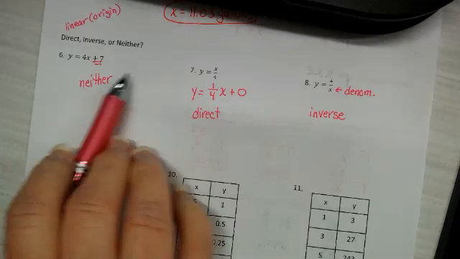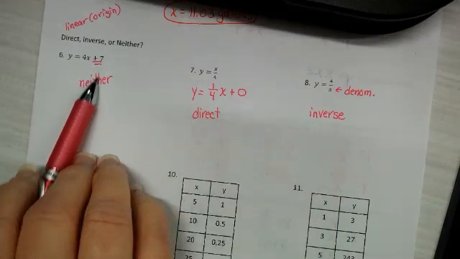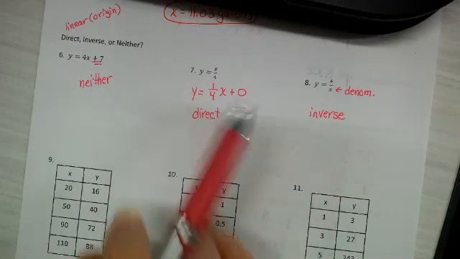So that's how we tell by looking at our equations. It's linear, but it doesn't go through the origin. We can't call it direct unless it goes through the origin.